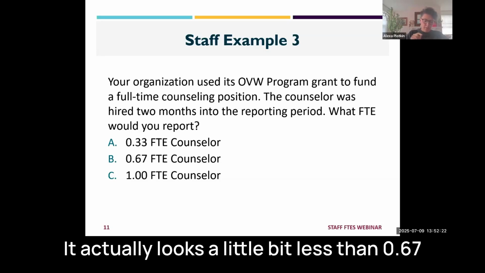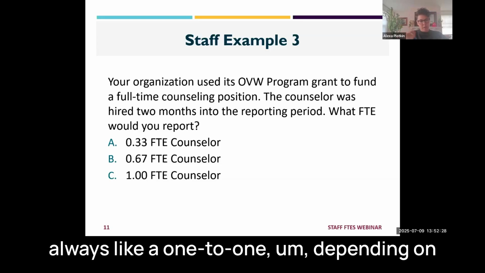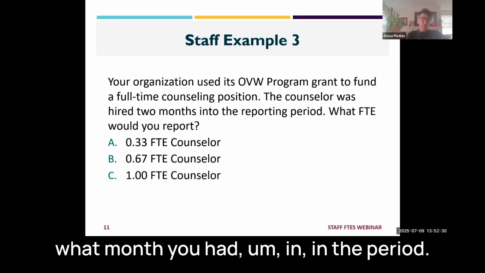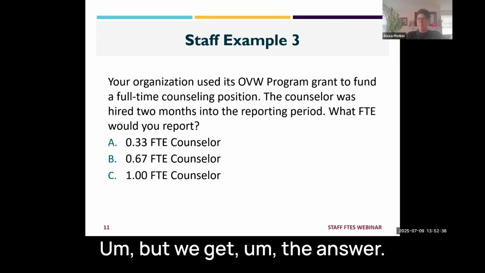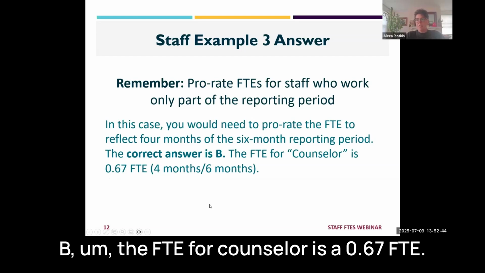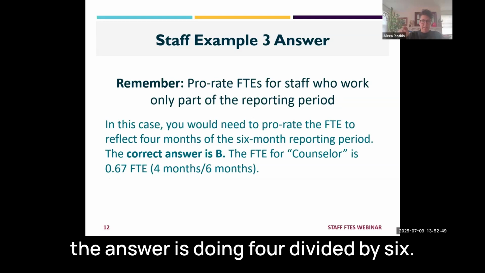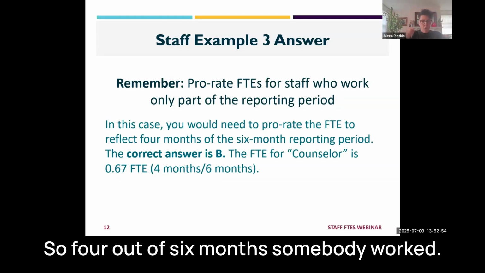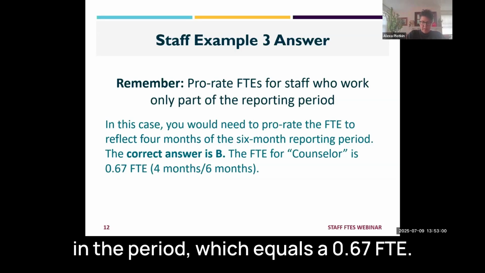It actually looks a little bit less than 0.67, because the number of weeks isn't always one-to-one, depending on what month you had in the period, because some of them are a little bit more than 4 weeks. But we get the answer: the FTE for the counselor is a 0.67 FTE. And the way we showed this in the answer is by doing 4 divided by 6, so 4 out of 6 months. Somebody worked 4 out of the possible 6 months in the period, which equals a 0.67 FTE.